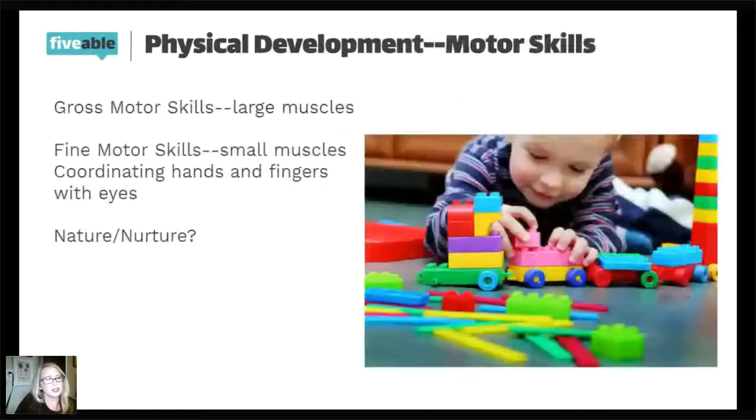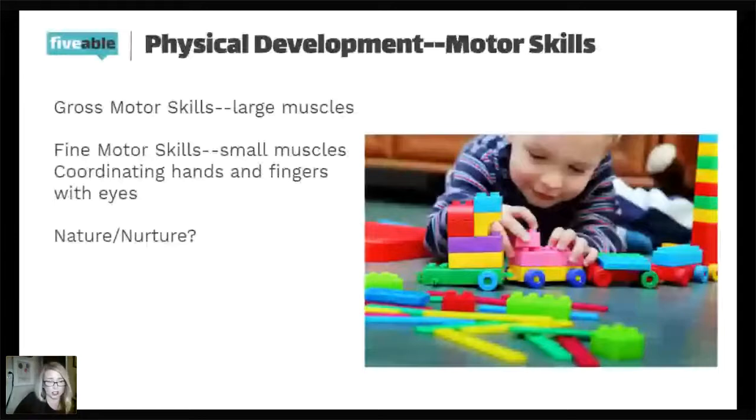So in childhood, kids will develop some motor skills. Gross motor skills are skills that they use with their large muscles, like when they are sitting up, crawling, standing, walking. Fine motor skills are skills that they'll need using their small muscles, coordinating both their hands and their fingers with their eyes. And so I have a question mark here. Is this nature or nurture?